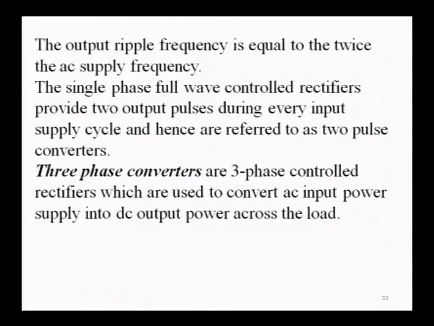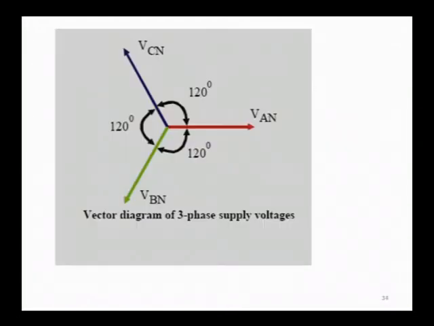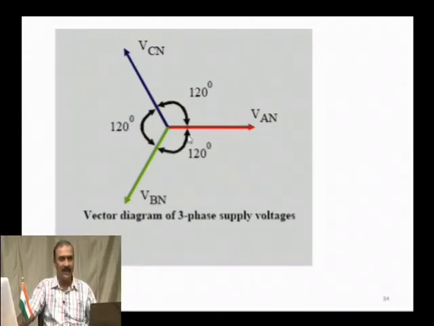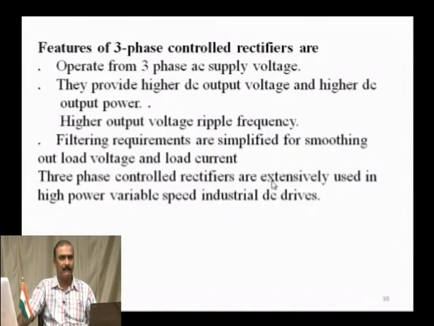power across the load. So this is a common description that you write. Of course, the 3-phase waveforms will look like this. So this is a vectorial representation of waveforms VAN, VBN and VCN. So they are displaced by 120 degrees. Okay. Now what are the features of these 3-phase control rectifiers?